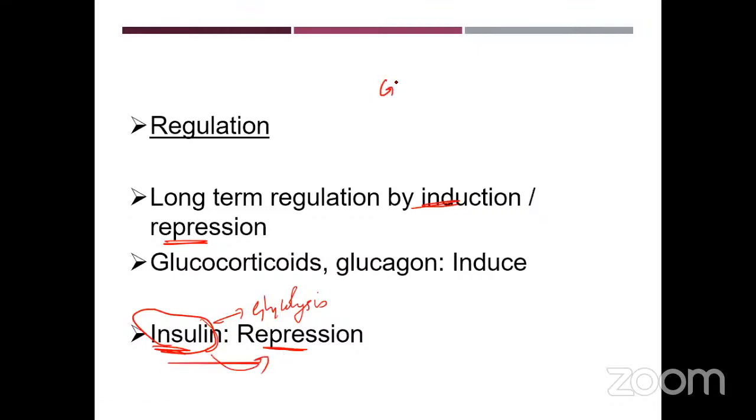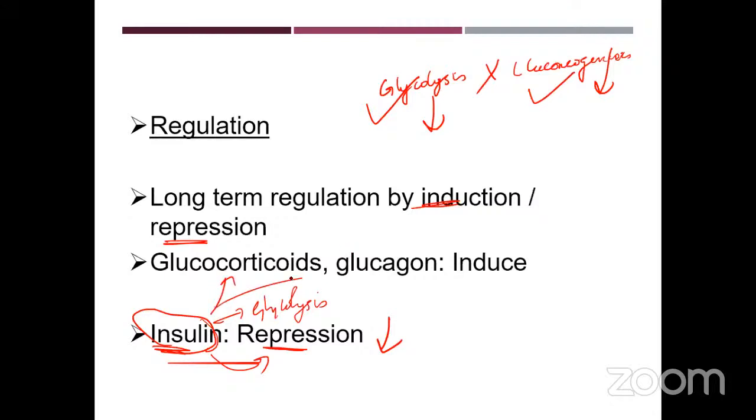In other words, glycolysis and gluconeogenesis are opposite pathways. When one is favored, the other is inhibited. So when insulin is present, gluconeogenesis will be repressed. The hormones which have the opposite action of insulin are glucagon and glucocorticoid. So when they are present, they will induce gluconeogenesis. Is that clear for you?